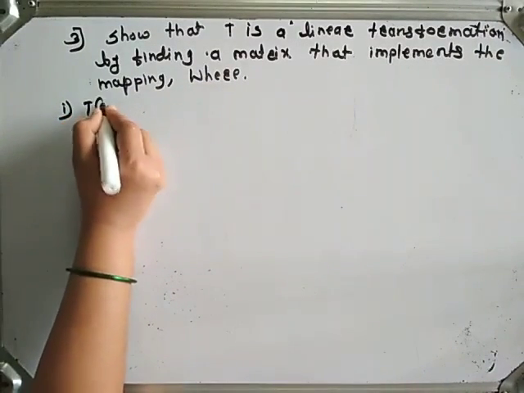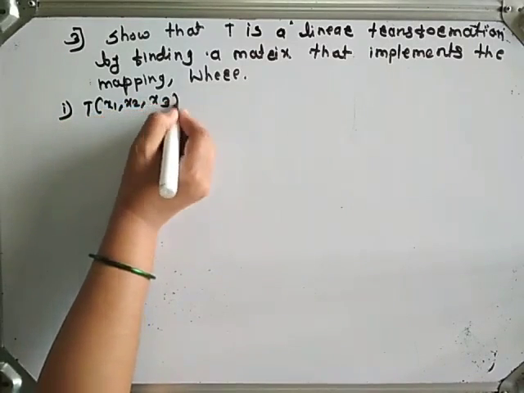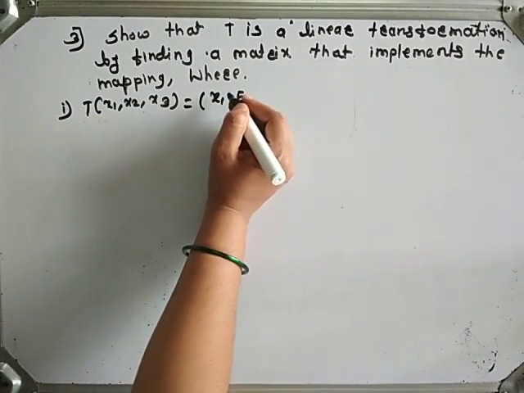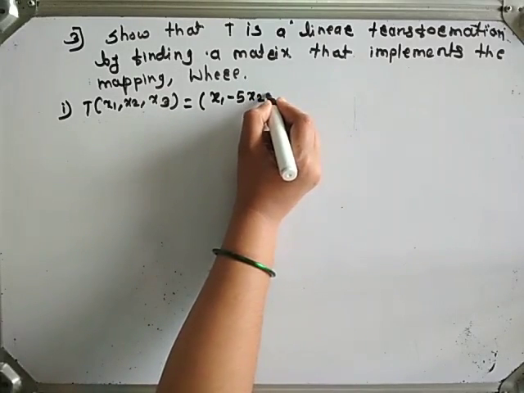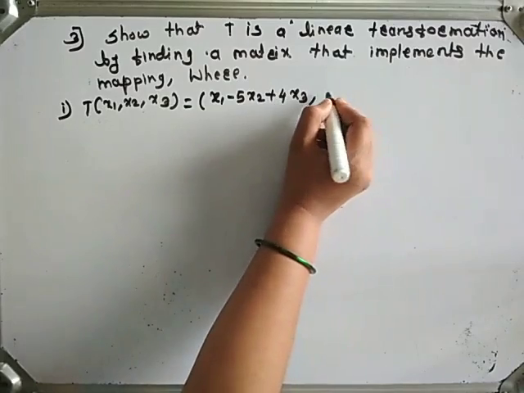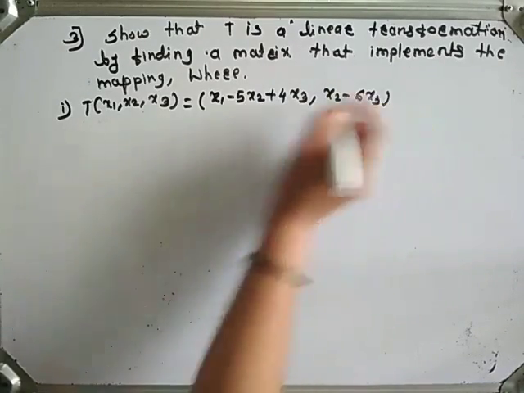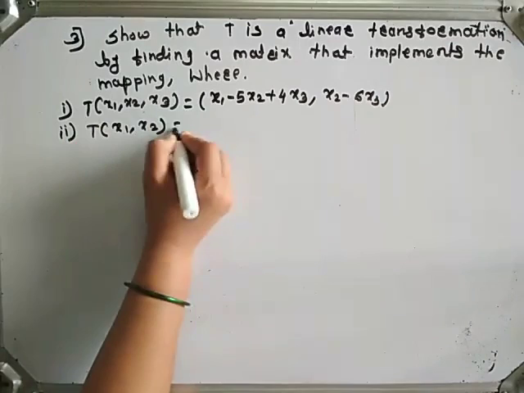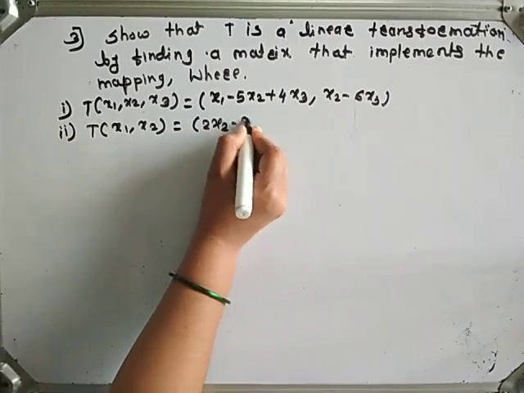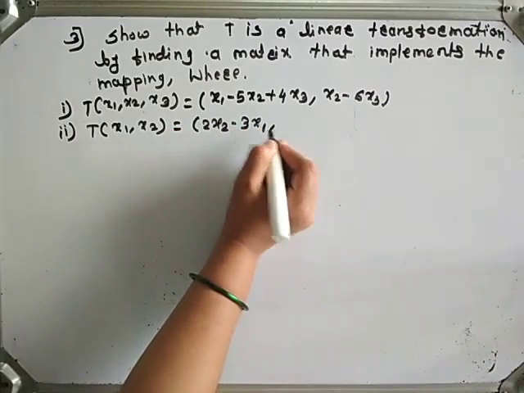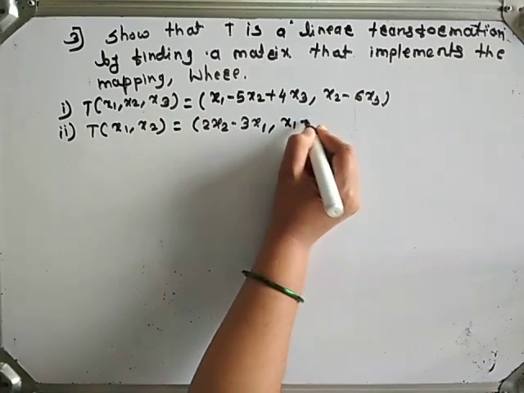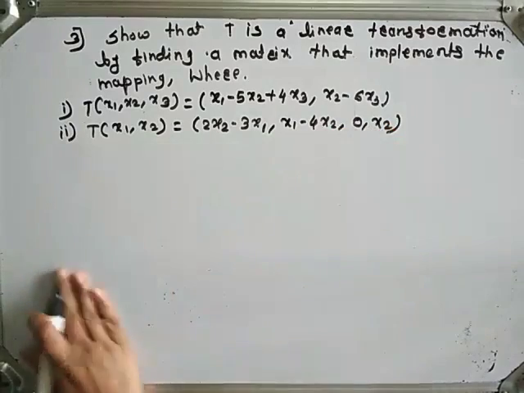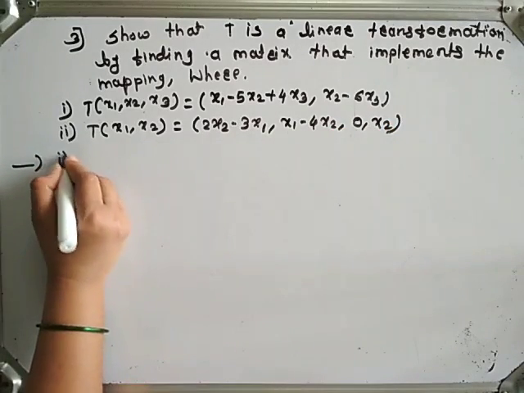First is T of (x1, x2, x3) equals (x1 minus 5x2 plus 4x3, x2 minus 6x3), and second one is T of (x1, x2) equals (2x2 minus 3x1, x1 minus 4x2, 0, x2). Okay, we solve first part.